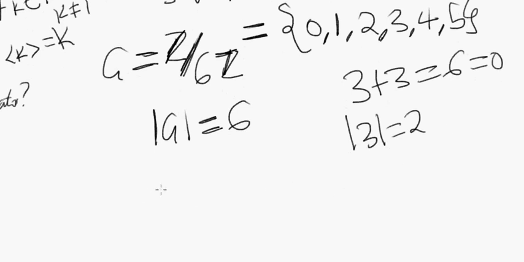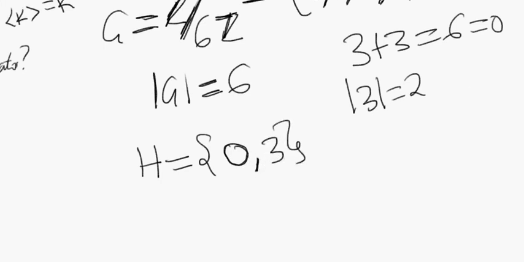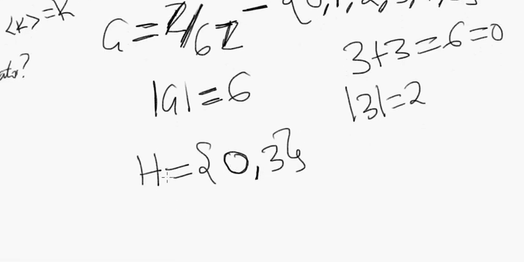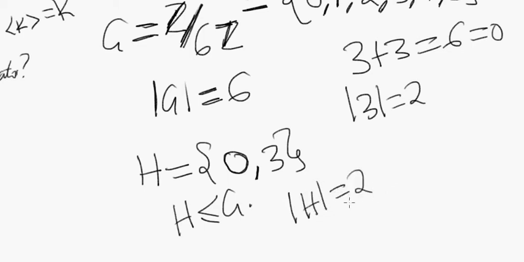So let's consider this set then. How about H? What if we set H equal to {0, 3}? Well, first of all, is H a group? Let's check that. If H actually turns out to be a group, then isn't H a subgroup of G? And what's the order of H? Isn't the order of H 2? Well, isn't 2 a prime?